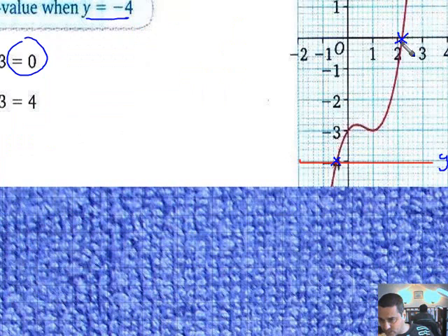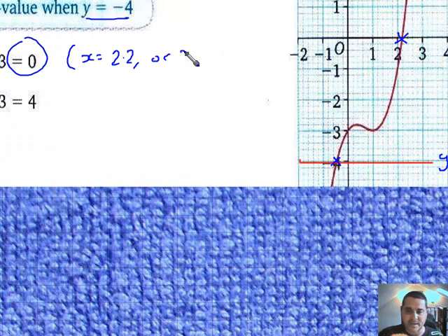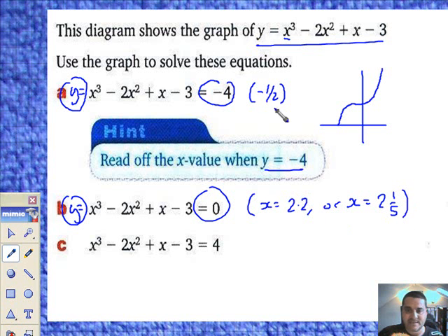And it looks like one square after the 2, so I'm going to go for 2.2. It goes 5 squares in each unit. So I'm going to call that x equals 2.2. I could call it x equals 2 1/5. Don't have to, it doesn't matter. I could call this 0.5 or -0.5. Alright, so that's that solution.